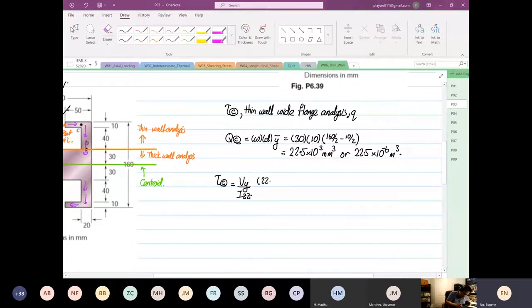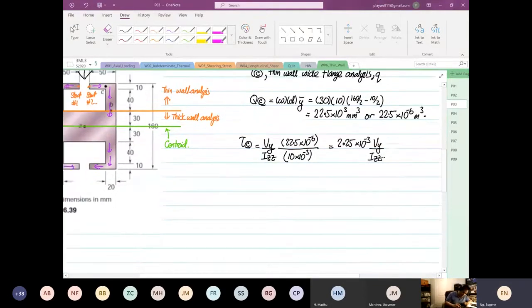This is 22.5 times 10 to the power of minus 6. Then we divide by thickness of 10 times 10 to the power of minus 3. Okay, so 22.5 times 10 to the power minus 6 divided by 10 to the power minus 3 is equal to 2.25 times 10 to the power minus 3 Vy over Izz. Okay, so we don't know this is the maximum.